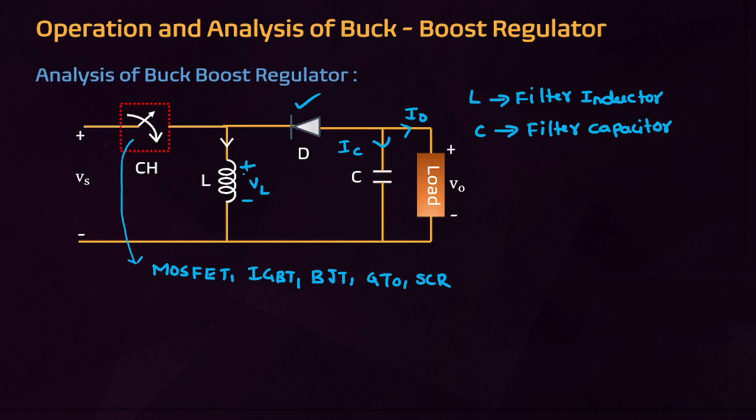Then one more important circuit with respect to DC to DC converter, that is the buck boost regulator. Just by seeing the circuit, how to identify the buck boost regulator, friends? The inductor is at middle like this, that is, inductor is grounded. Then it is nothing but a buck boost regulator.